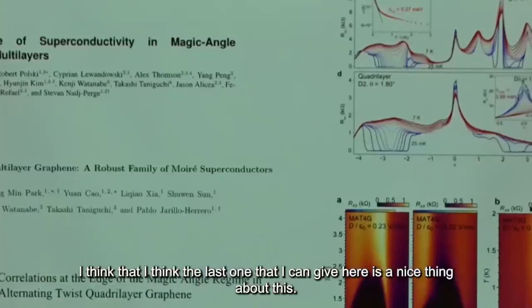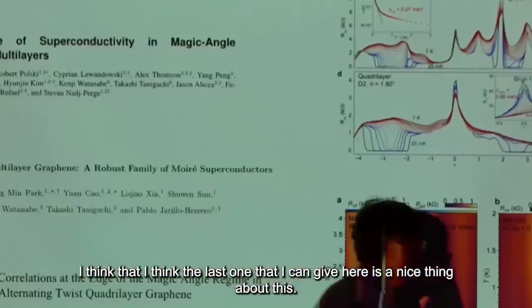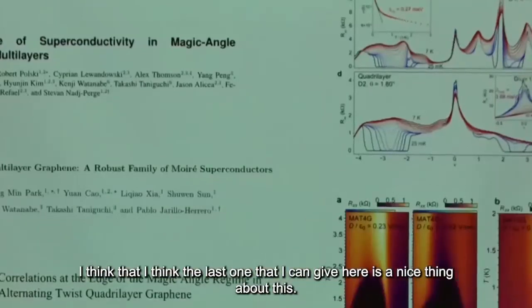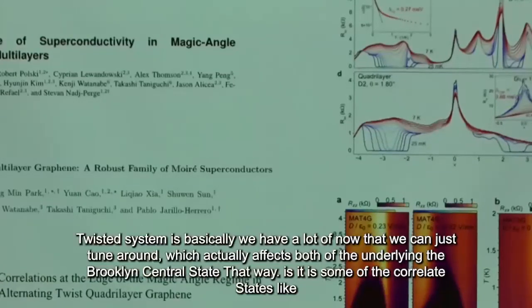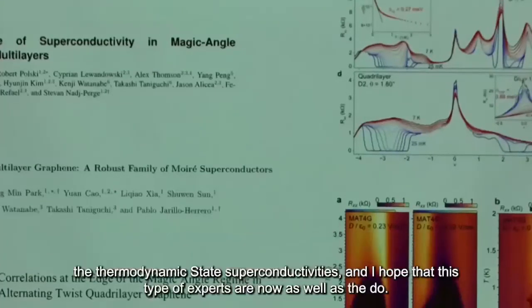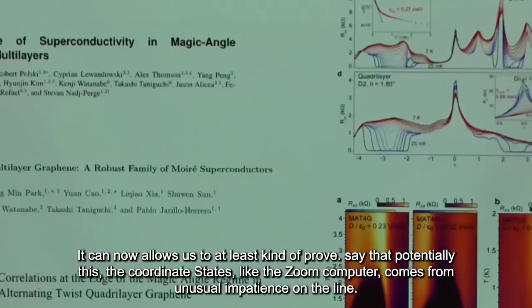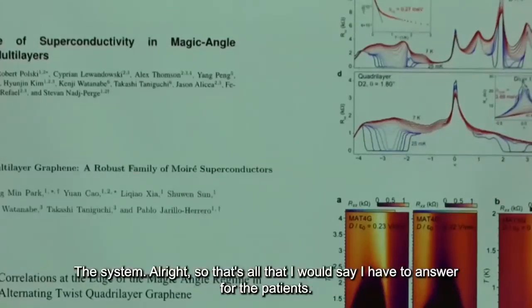mechanism of the superconductivity. I think the nice thing, the last word that I can give here, about this twisted system is that we have a lot of knobs that we can tune around, which affect both the underlying broken symmetry states, as well as some of the correlated states, like the ferromagnetic states and superconductivity. And I hope that this type of experimental knob, as well as the theoretical knob, allows us to at least prove that potentially the correlated states like the superconductor come from unusual interactions underlying the system. All right, so that's all that I want to say.